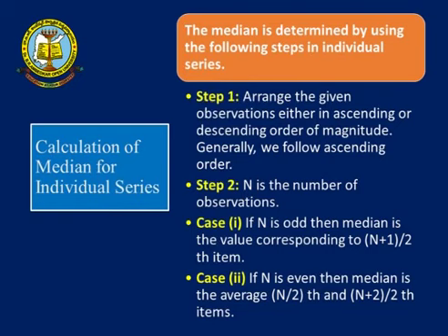If the given number of observations is odd, the (n plus 1)/2th observation is the median. If the given number of observations is even, the median is the average of the n/2th and (n/2 plus 1)th observations.